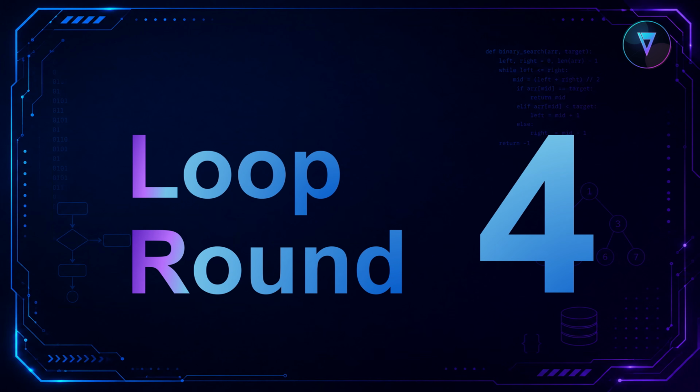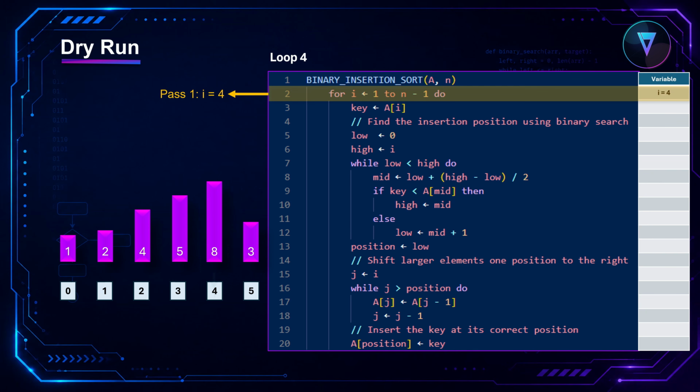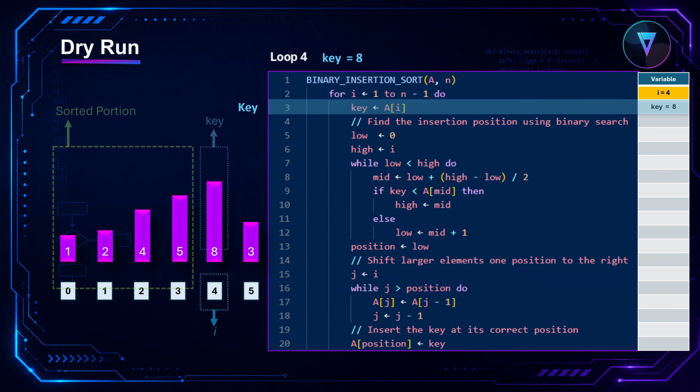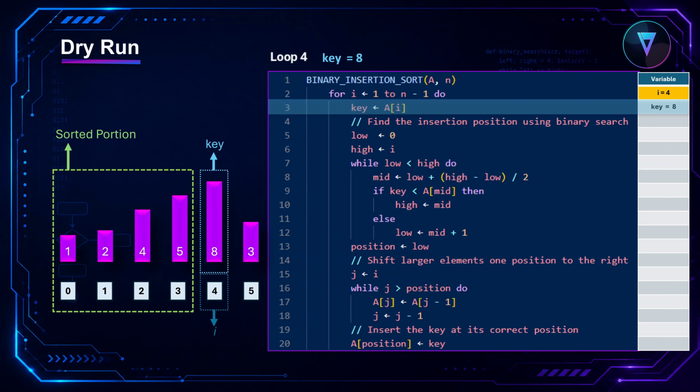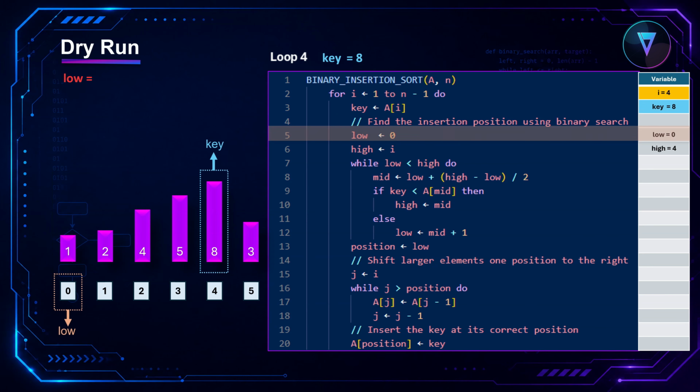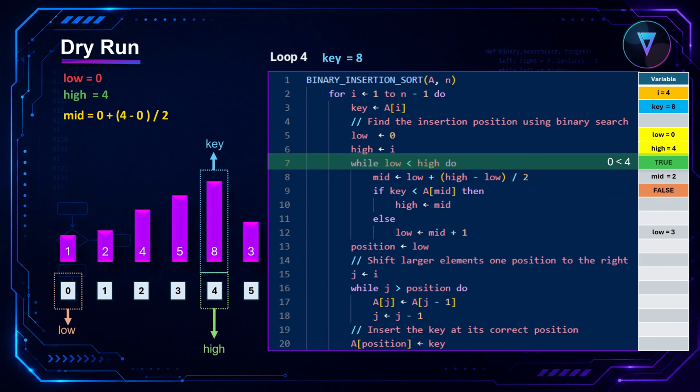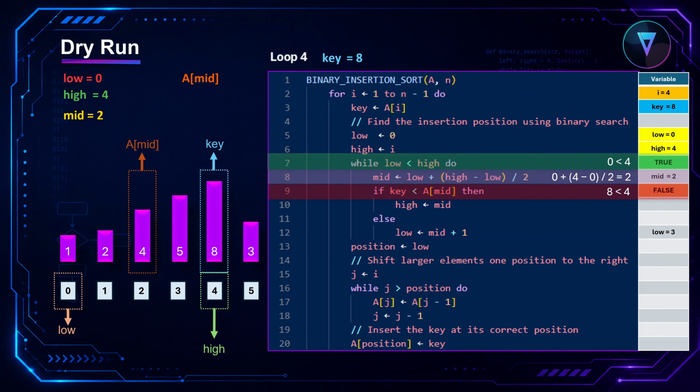We now begin pass 4. The loop index I is 4. What is our key? The value at index 4 is 8. Therefore, the key is 8. The sorted portion is 1, 2, 4, 5. For binary search, low is 0 and high is 4. Calculate the midpoint. Mid is 0 plus half of 4 minus 0. That gives us 2. The element at index 2 is 4.